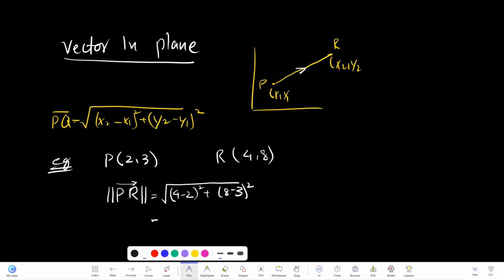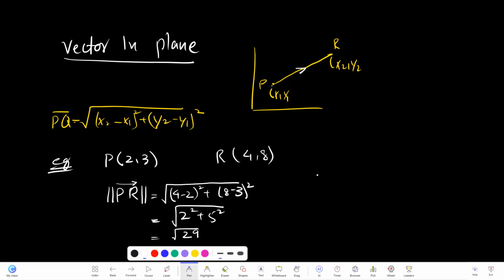Another thing we're learning: whatever answer we got here is maybe 2 squared plus 5 squared. So it's going to be 4 plus 25, so it's going to be 29, and square root, right? Another thing is that we are doing the magnitude, so really it doesn't matter whether you go from P to R or R to P.